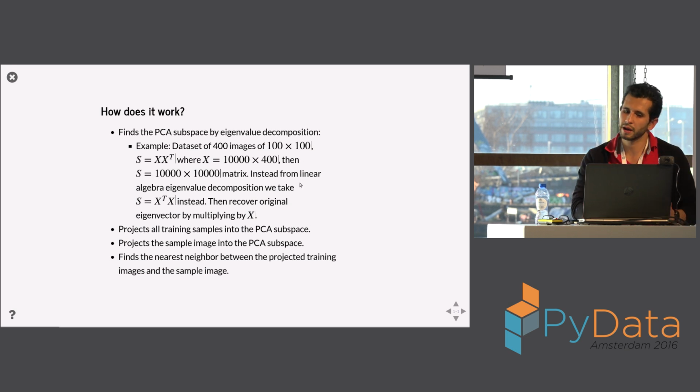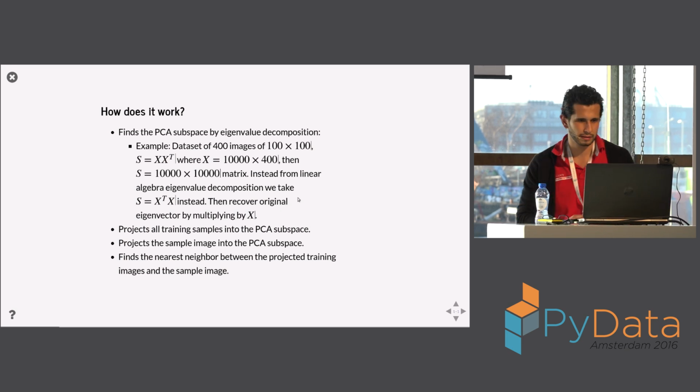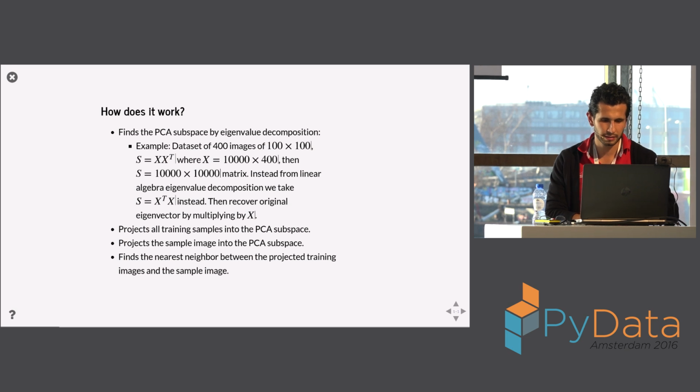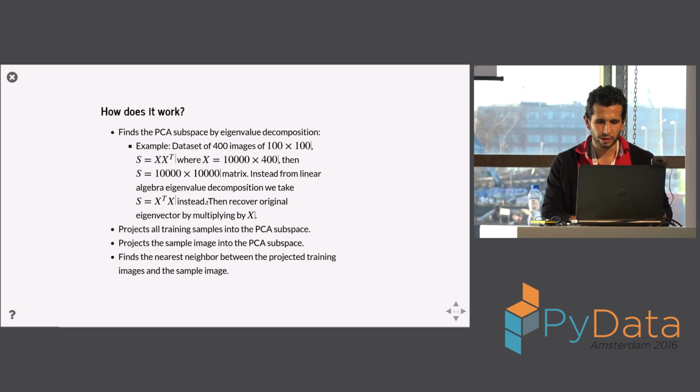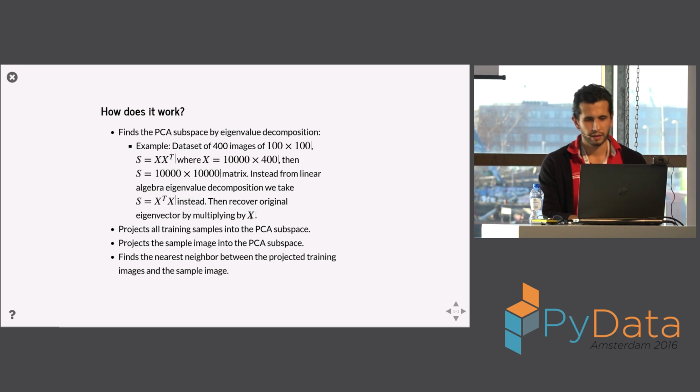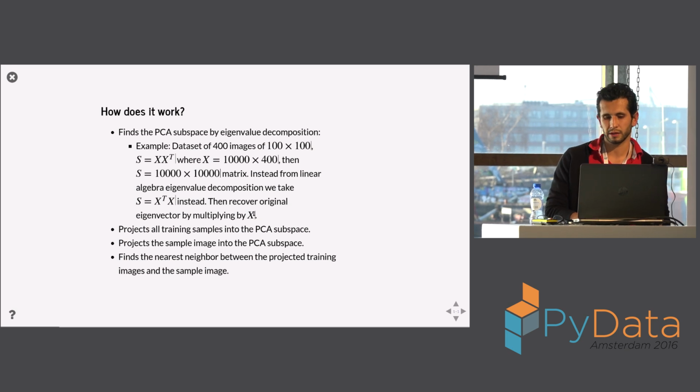But instead, for linear algebra, you can take basically the opposite product instead, right? And then you can recover the original eigenvectors by multiplying by the initial matrix. This is a nice trick in order to not have to compute all these eigenvectors of this gigantic matrix. The one that you compute the eigenvectors of is basically a 400 by 400, because you have the transpose of it.